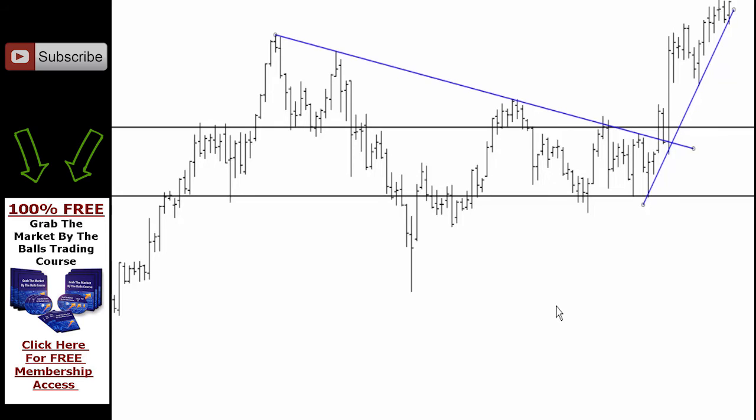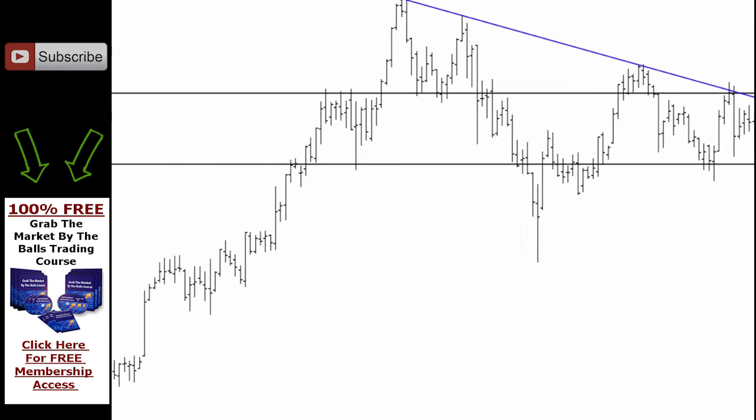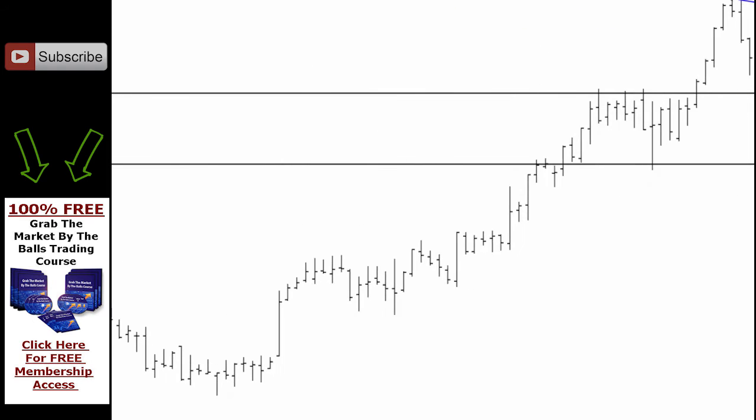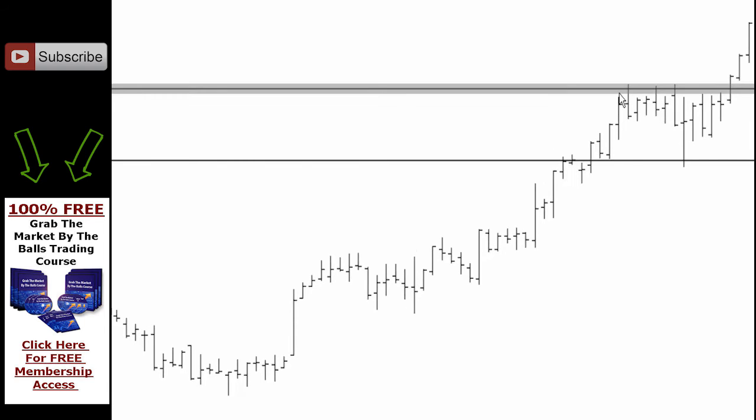Now let's take this one step further. Support and resistance sometimes do change roles. Let me explain what I mean here. Let me open this chart right up. As you can see, this area here on the weekly chart, the market ran up.